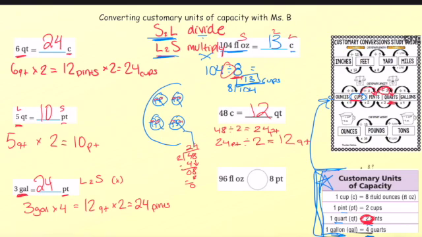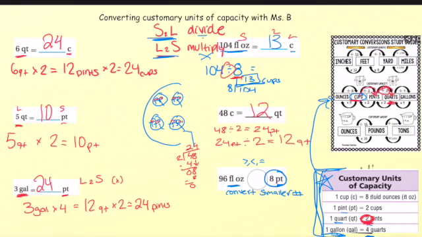All right, last one that we're doing for units of capacity together right now. This one asks if it's going to be greater than, less than, or equal to. In order to compare 2 units, you need to have the same units. So we can have both fluid ounces or both pints. Now I'm always going to convert the smaller one, because it's just going to make your life easier.